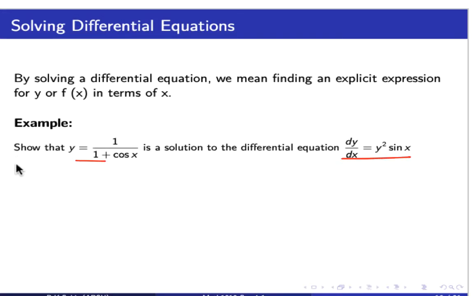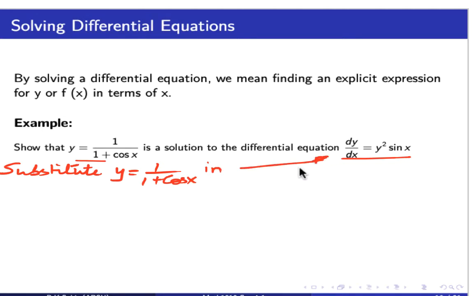Let me write it down. Substitute y equals 1 over 1 plus cosine x in this differential equation. So for that, what we're going to do is we're going to do a left-hand side. We're going to prove a left-hand side equals a right-hand side. Okay, let's look at the right-hand side. It's much easier here. So let's look at the right-hand side first.